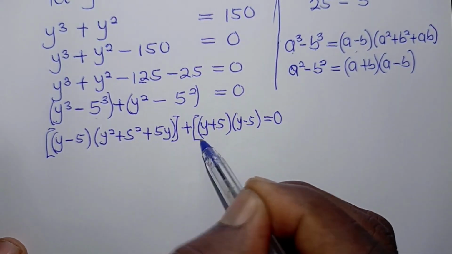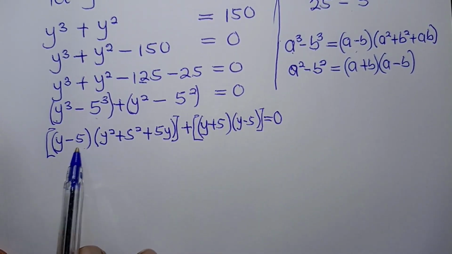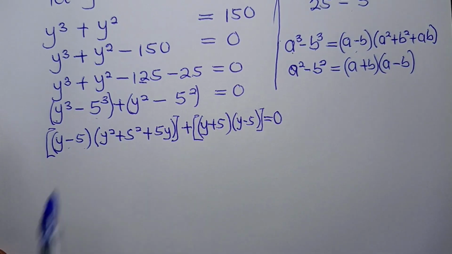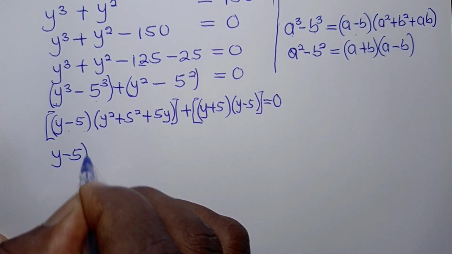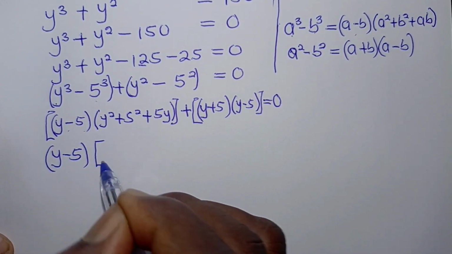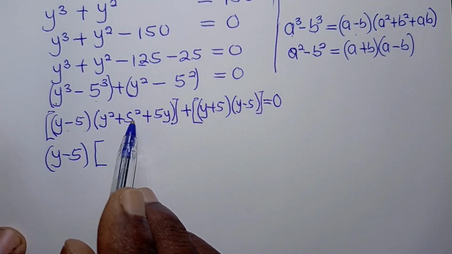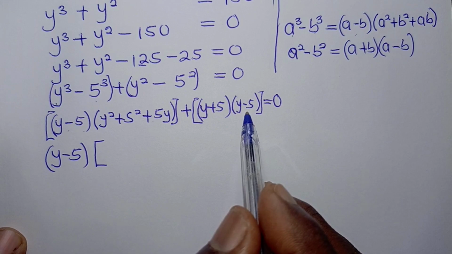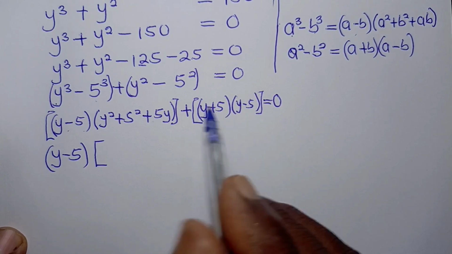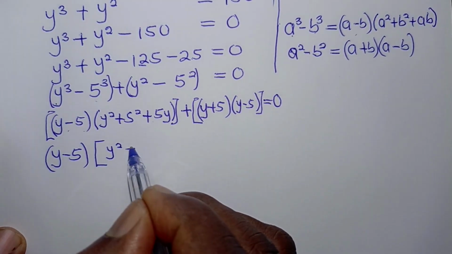So we have another set of factors. Looking at these two factors, we can see that y minus 5 is common to both. So we have y minus 5 factorized out. Then in the brackets, we'll still be left with what? y squared plus 5 squared plus 5y. And when y minus 5 is factorized here, we'll be left with y plus 5. So we have y squared, and 5 squared will give us 25. So let's just put it there, 25.